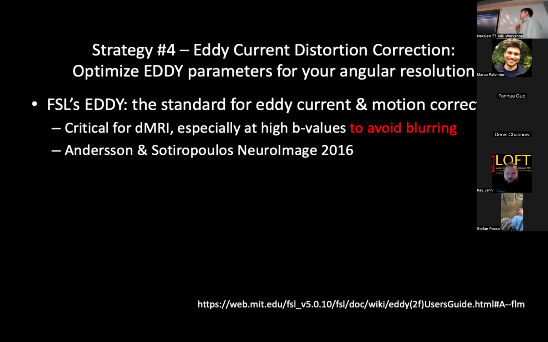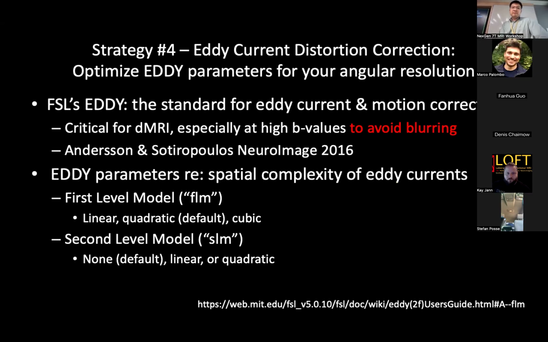For correcting eddy currents, FSL is the standard. It's used in pretty much all labs that I've worked with; they might have different analysis packages, but for eddy, it corrects for eddy current distortions and motion. So far no one's been able to beat it, so everyone uses it. Especially if you go to high b-values and strong gradients, you're going to have a lot of eddy current distortion, so you've got to correct for it to make sure you're not blurring your results at the end.